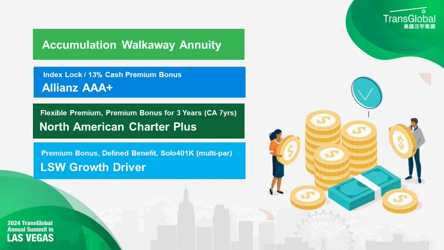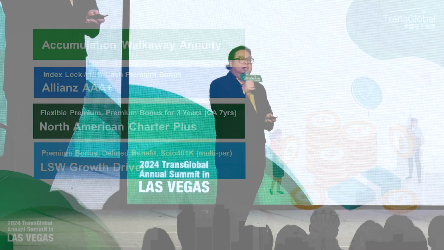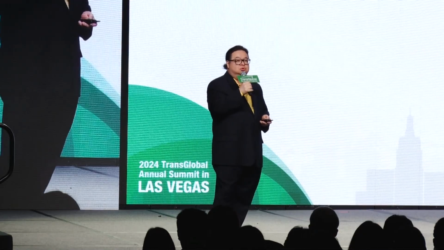The very first recommended one is still Allianz AAA, even though in the comparison table it is not the number one, but it does have a lot of special features, and it does have index lock that no other carriers have. So when you have an index lock, you have more power to control your stuff.